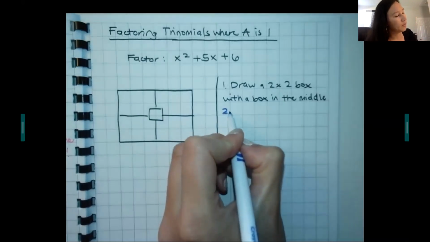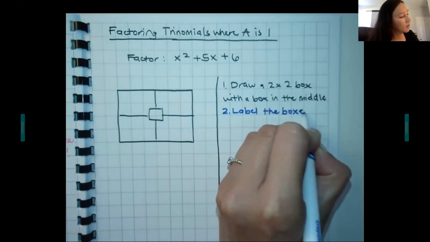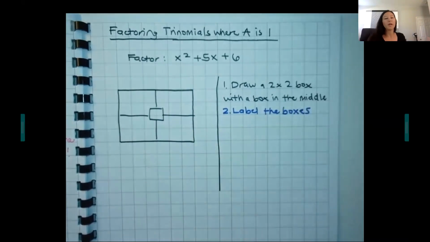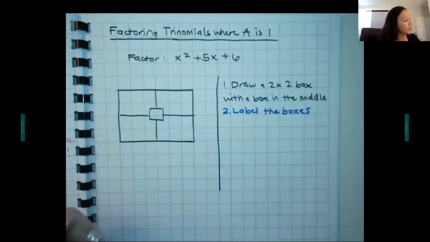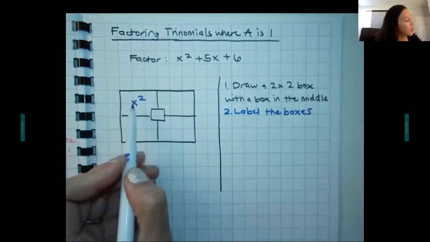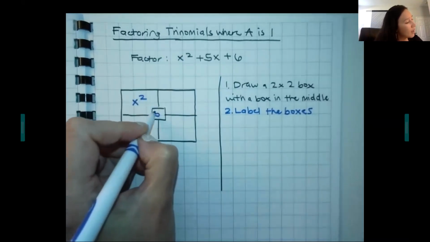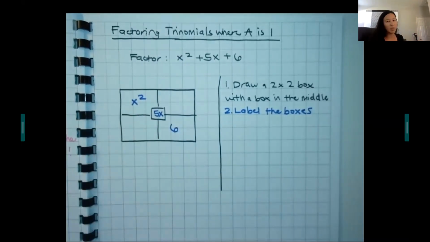And then step 2 is we're going to label the boxes. So again, remember we're working backwards. So we have the area of our boxes. Now we're trying to find the length and the width. So remember, x squared term always goes in this box. And then 5x goes in this box. And 6 goes in this box.